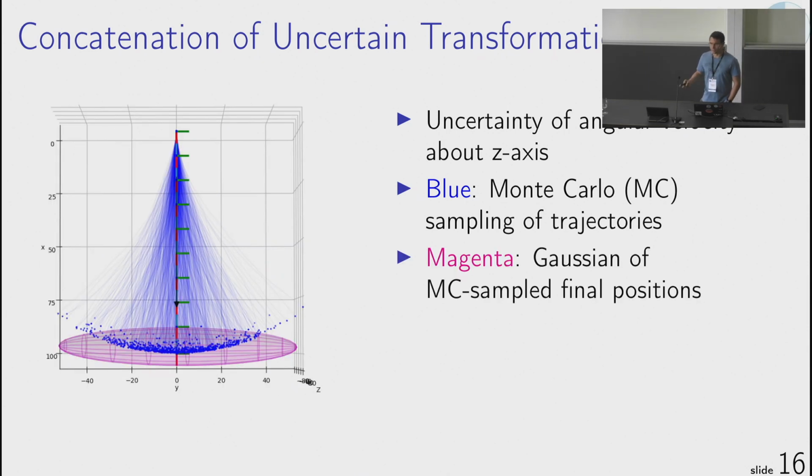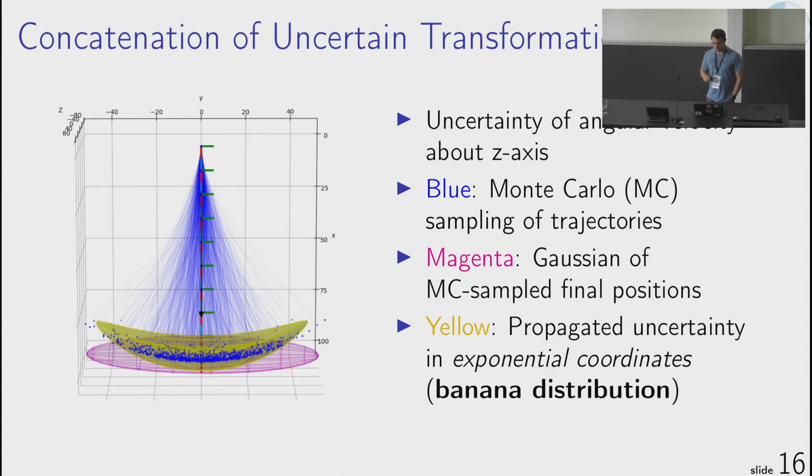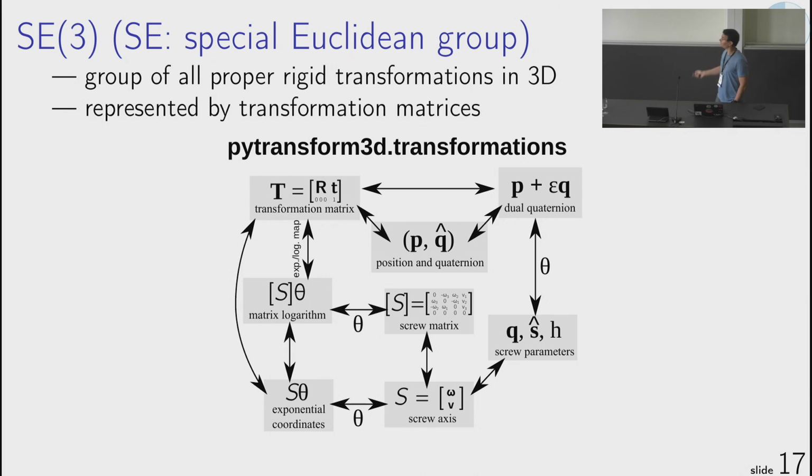Then you can estimate a Gaussian about the positions, but you can see that it doesn't really cover that distribution well. So what an actually theoretically sound approach to that is the so-called banana distribution, which you get when you work in the space of exponential coordinates of transformation. And to show you what that is, first, again, it's confusing, so there are many different representations.